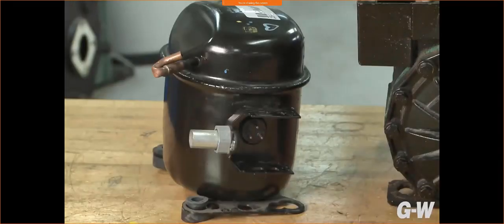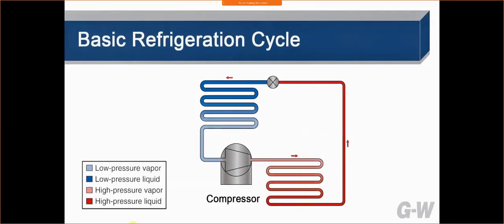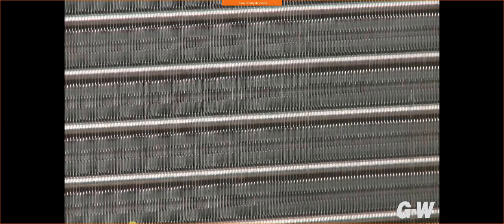The superheated vapor refrigerant now travels to the compressor, a pump, which is the heart of the system. The compressor squeezes the refrigerant, raising the pressure and the temperature of the vapor as it pushes it to the condenser. The condenser is the heat rejection component of the refrigeration system.